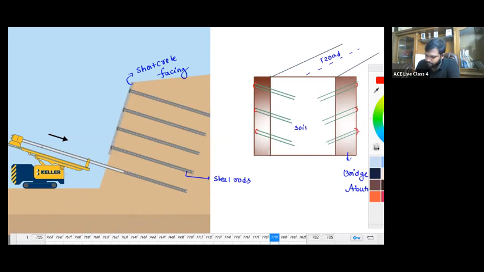Okay, fine. So this is how you can see it in reality. Where do you observe the soil nails?